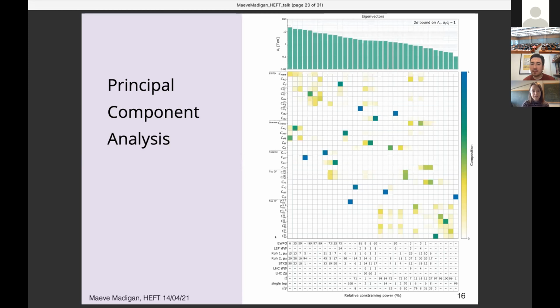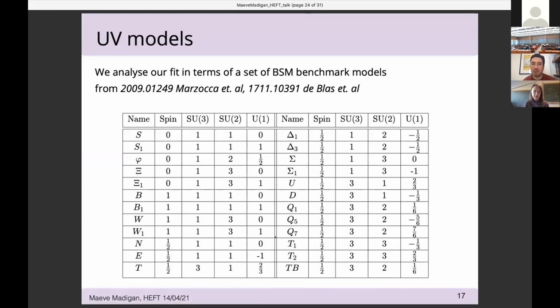So before I finish, I'll just talk briefly about UV models, because after performing this SMEFT fit, we really want to know what this means for physics beyond the standard model and what this means for UV completions of the SMEFT. We try to analyze our SMEFT fit in terms of some BSM benchmark models coming from these two references here. In particular, this one provides a tree-level dictionary, which matches each of these benchmark models to the dimension 6 operators. So we can interpret these operators in terms of couplings of these single field extensions.